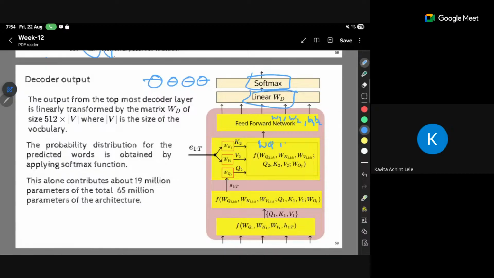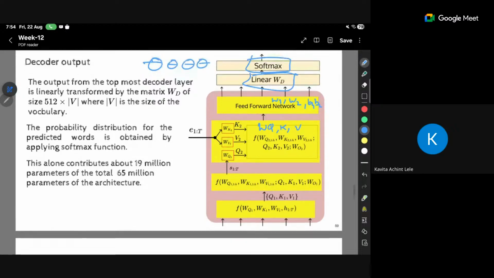WQ, WK and WV are going to be there. So just make sure that here in cross attention there is going to be one head only. Okay, so here we will not have WO. WO will not be there. Just QKV.